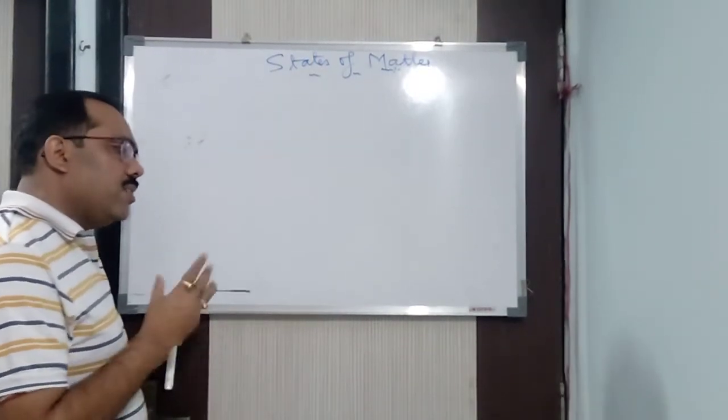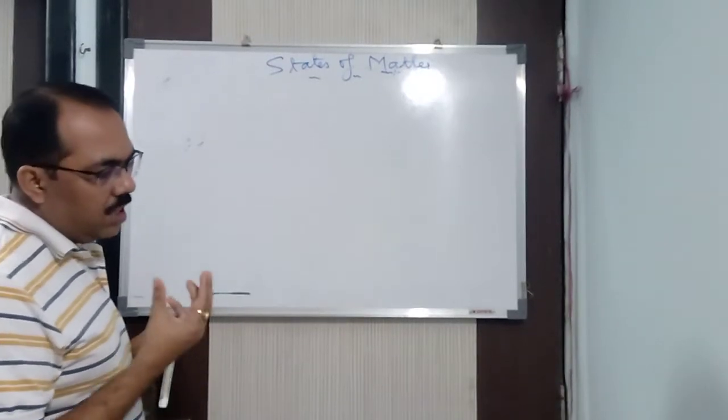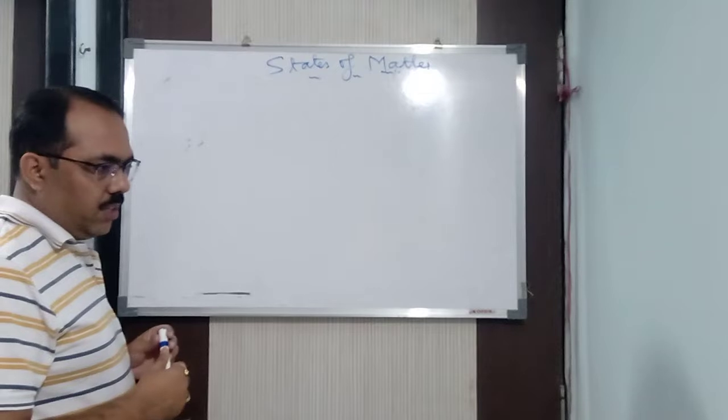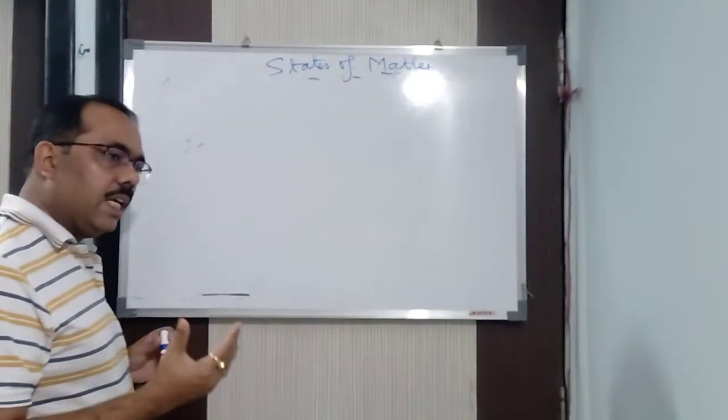I'll give you a very simple example, and we'll start with that. If you see ice, it is in the solid state. Water is in the liquid state. And water vapor is in the gaseous state.